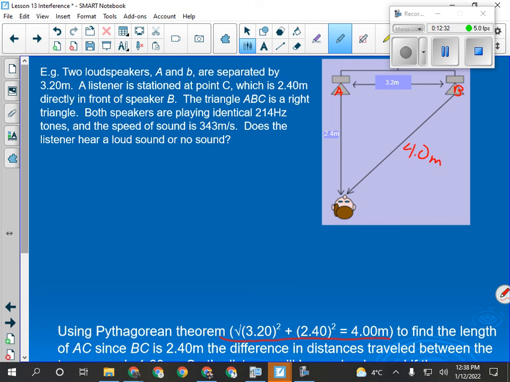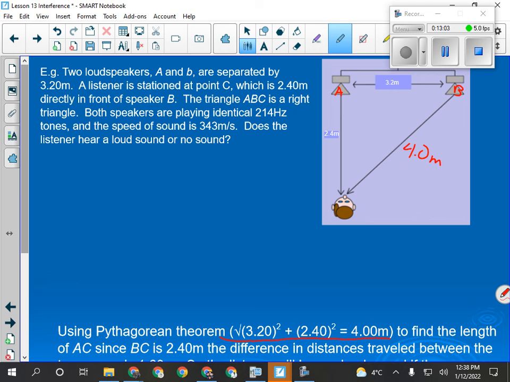Okay, still one other thing. I need to know how many wavelengths there are from each speaker to the observer. What do I not have that I need? Wavelength. Okay, if I'm going to determine the number of wavelengths from one speaker to the observer, I need to know the wavelength of the waves. It's great that I know how far it is from one speaker to the observer and the other speaker to the observer, but I need to know how many wavelengths are there. In order to do that, I need to know what the wavelength is. Everybody follow me there?